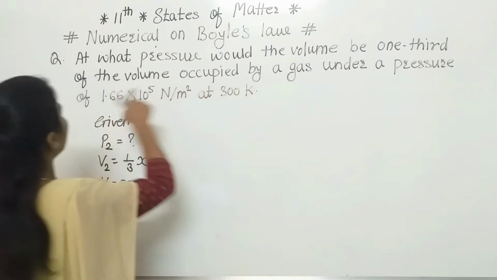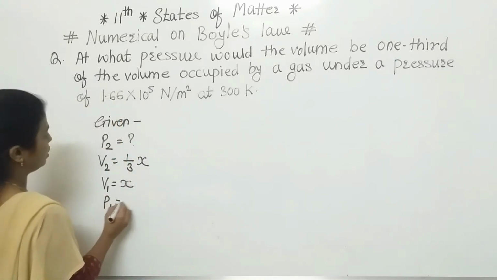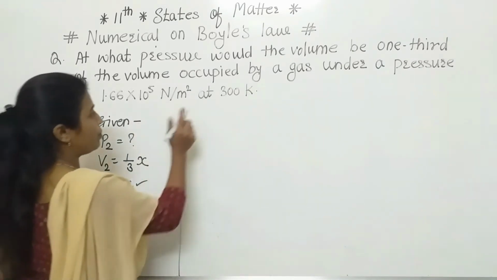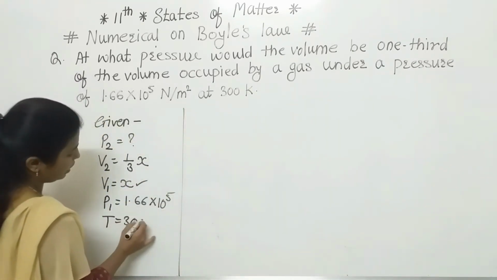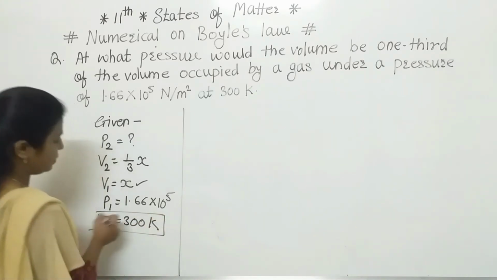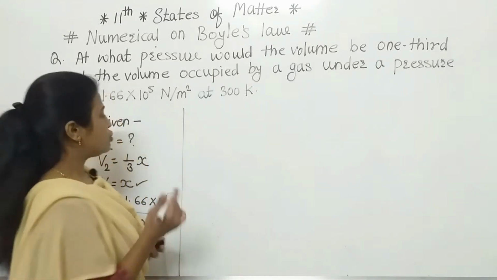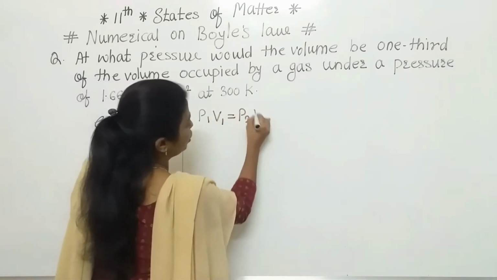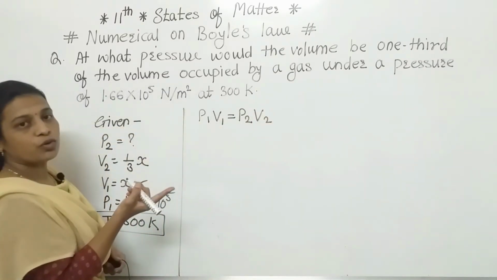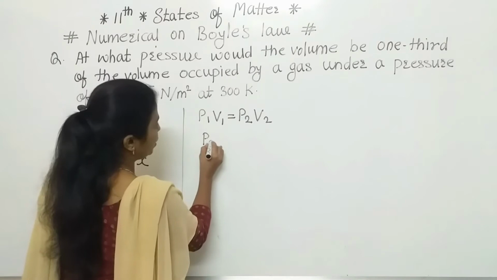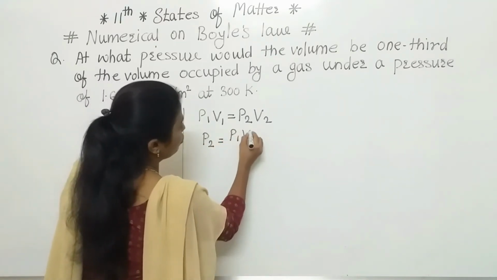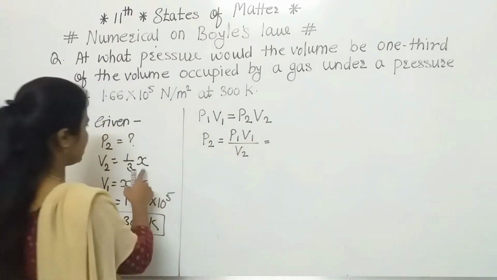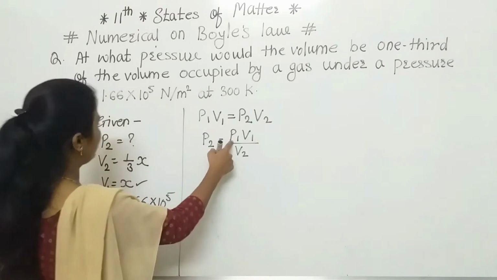By a gas under a pressure of, means P1 is given here, that is 1.66 into 10 raised to 5. Then they have given the temperature. That temperature is 300 Kelvin, means everything is happening at the temperature 300. So here we can say the formula P1 V1 is equal to P2 V2. What we have to find out? We have to find out the P2. That's why P2 is equal to P1 V1 upon V2. So if we put all these values here, then we will get the answer. Now see here. P1, what is that P1?